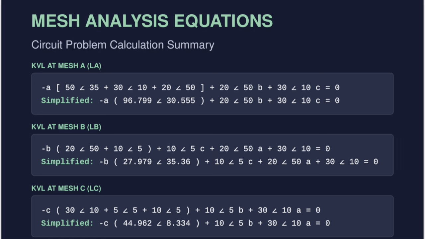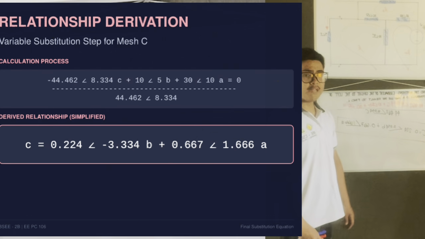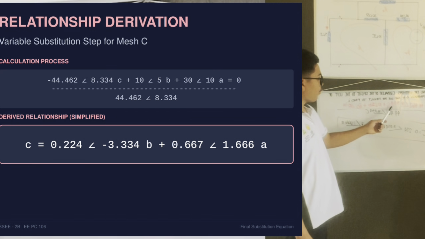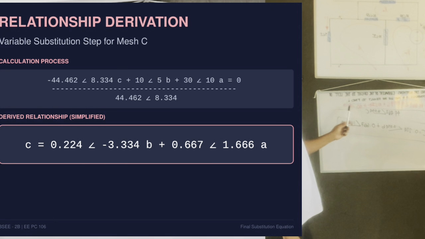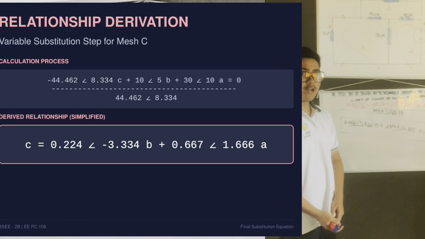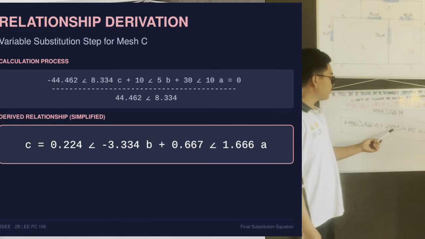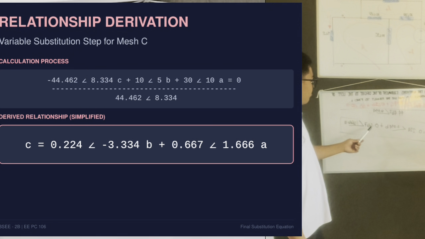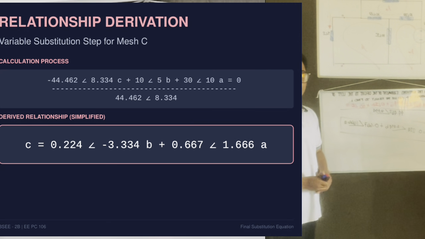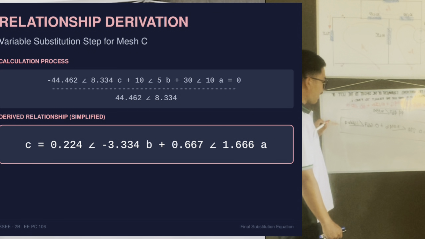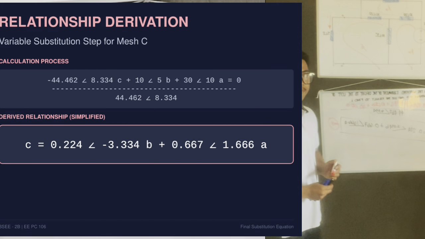Now we are ready to write our values. We will now have 44.462 angle of 33.334 times C, plus 10 angle of 5 times B, plus 30 angle of 10 times A. Now for the value of C, if we input it in a calculator, C is equal to 0.224 angle of negative 3.33 times B, plus 0.667 angle of 1.6668. This will be our equation 3 prime.